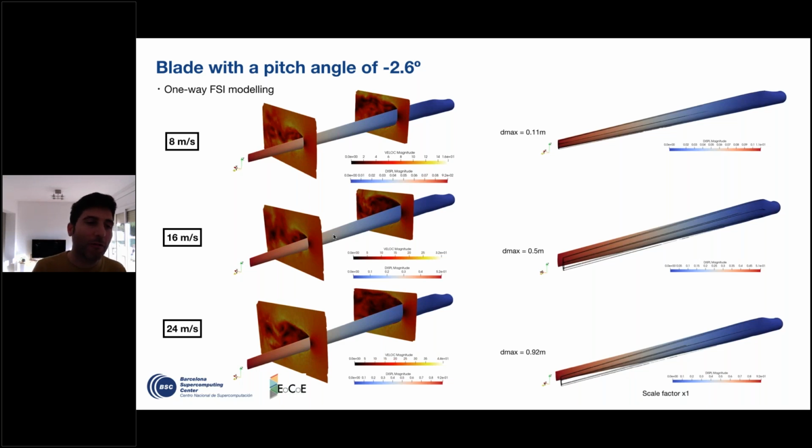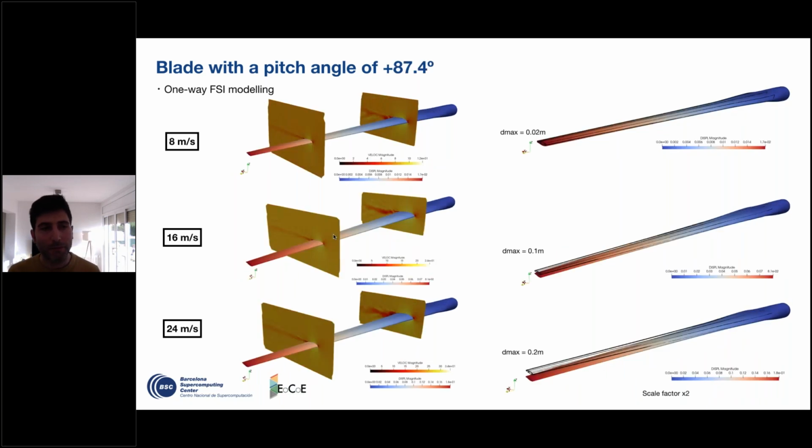As we can see here, for the wind speed of 8 meters per second, we have a deflection of 11 centimeters. But when the wind speed increases up to 24, we can reach a deflection of almost 1 meter at the blade tip. Now let's move to the cases with a pitch angle of almost 90 degrees. In this case, the behavior of the blade is similar. For low wind velocities, the blade deforms 2 centimeters, and the maximum deflection for the 24 meters per second speed is almost 20 centimeters.